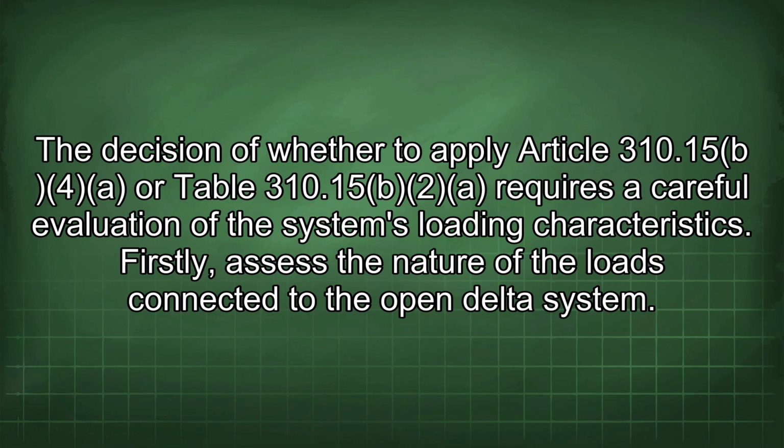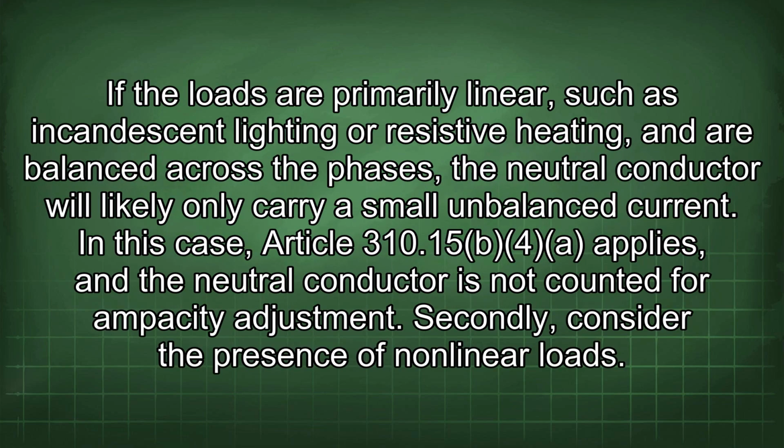The decision of whether to apply Article 310.15(b)(4) or Table 310.15(b)(2) requires a careful evaluation of the system's loading characteristics. Firstly, assess the nature of the loads connected to the open delta system. If the loads are primarily linear, such as incandescent lighting or resistive heating, and are balanced across the phases, the neutral conductor will likely only carry a small unbalanced current. In this case, Article 310.15(b)(4) applies, and the neutral conductor is not counted for ampacity adjustment.